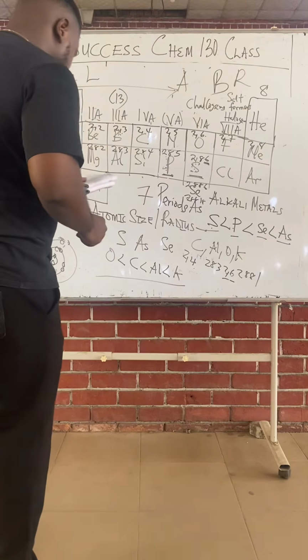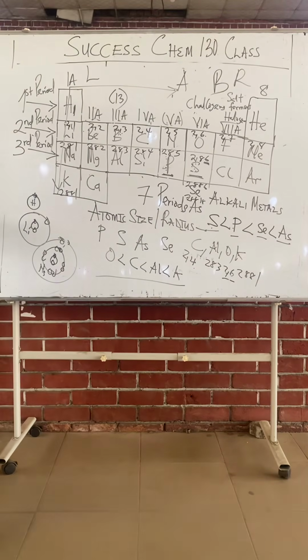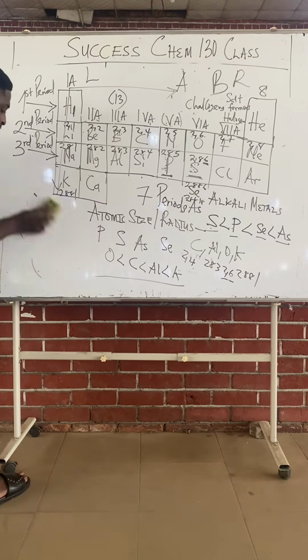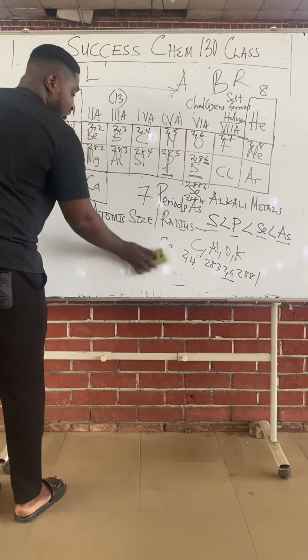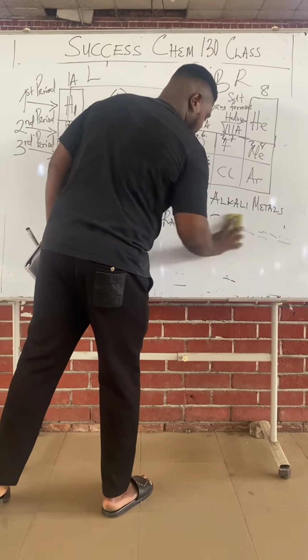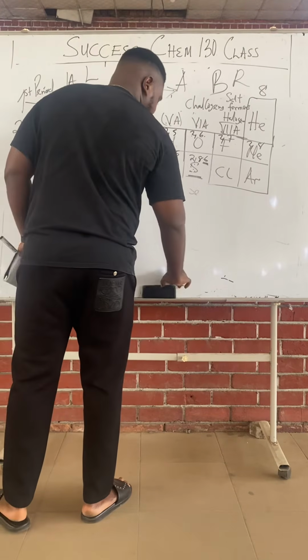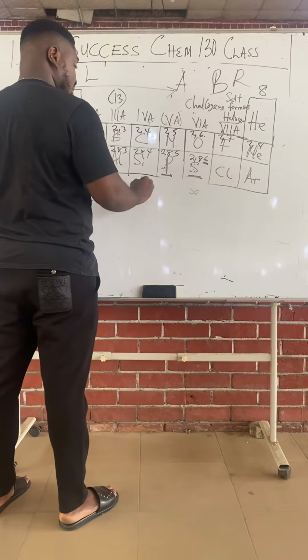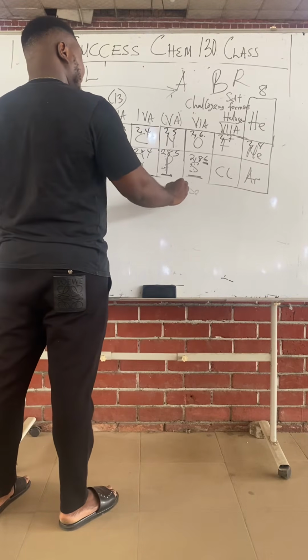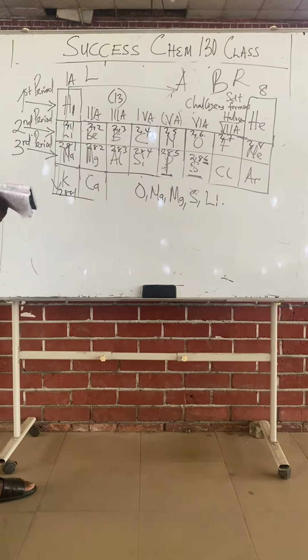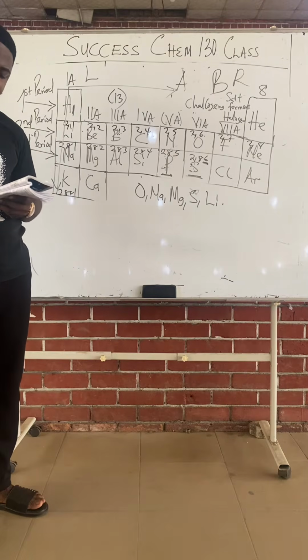One more, class. Arrange the following in order of increasing atomic size. Are you ready? Oxygen, sodium, magnesium, sulfur, lithium. Arrange in order of increasing atomic size.